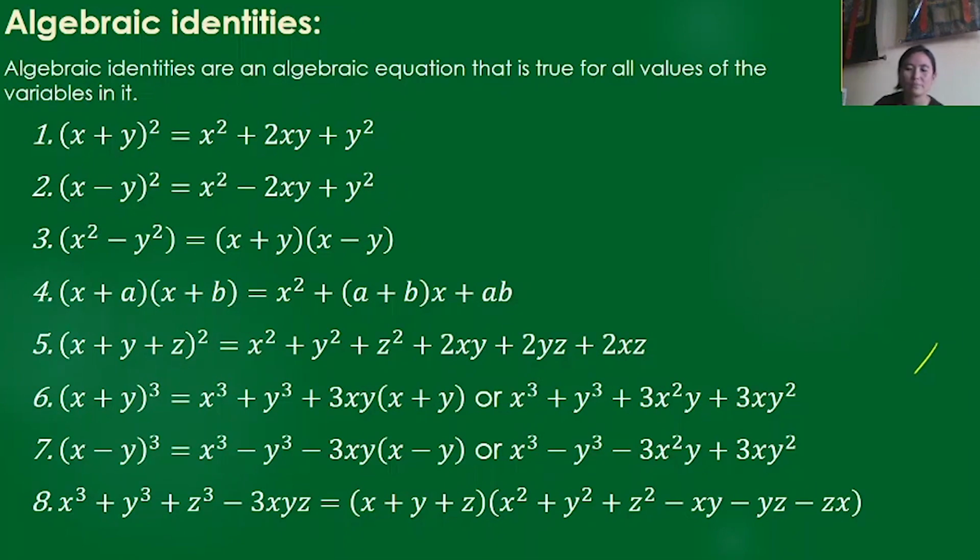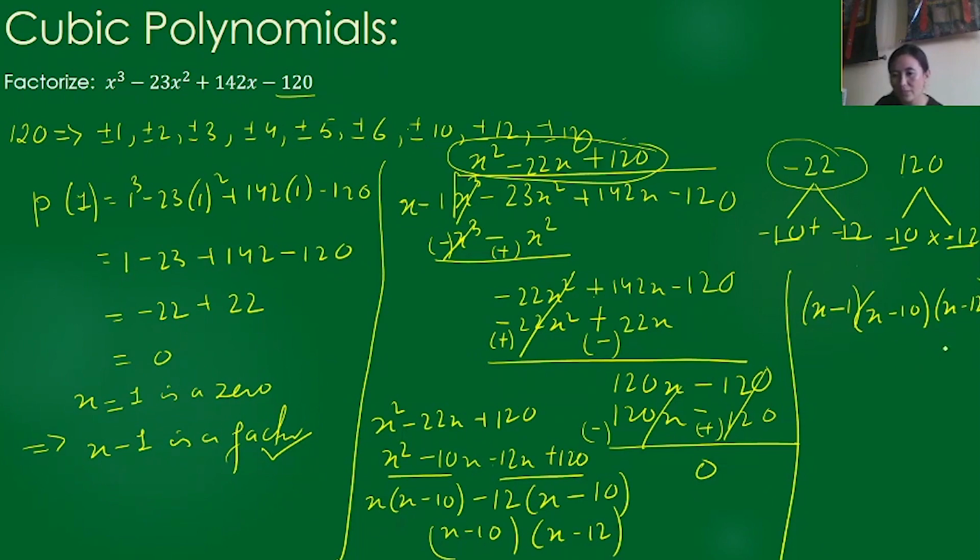Now this is how we factorize using the factor theorem and splitting the middle term. For a cubic polynomial, you have to use the factor theorem first for finding one factor, followed by the division of the polynomial, and then we use splitting the middle term for the quadratic polynomial. Okay, this is how we factorize a quadratic polynomial and a cubic polynomial.